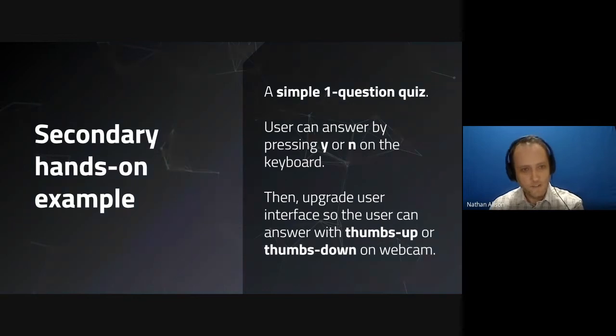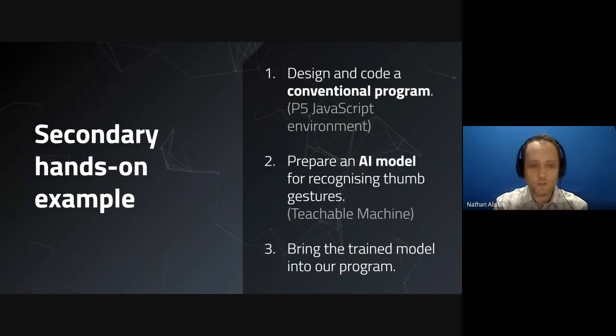So in this example, we're going to design and code the conventional program, the algorithm, and then we're going to prepare an AI model that recognizes those thumb gestures. To do the conventional program, we're going to use an online JavaScript environment called P5. We choose this one because it works pretty well with models that you get out of Teachable Machine, and it works nicely with webcams. But there are potentially ways to do this with Python as well, and I'll also provide some examples of Python-related lesson ideas later on.